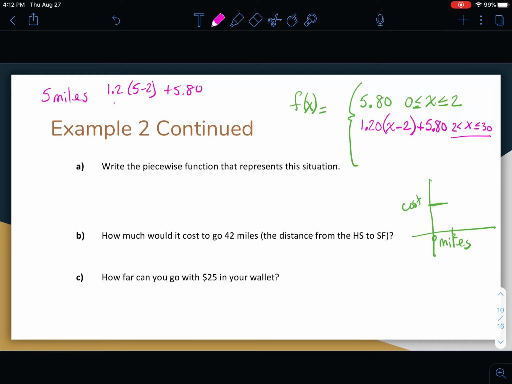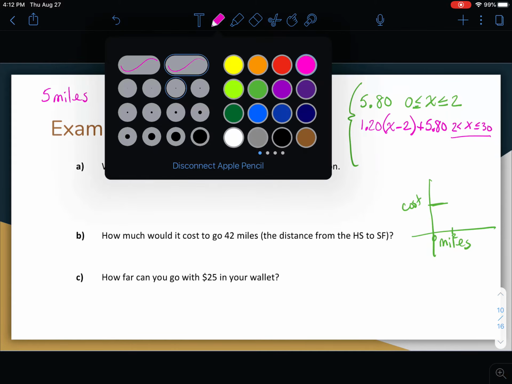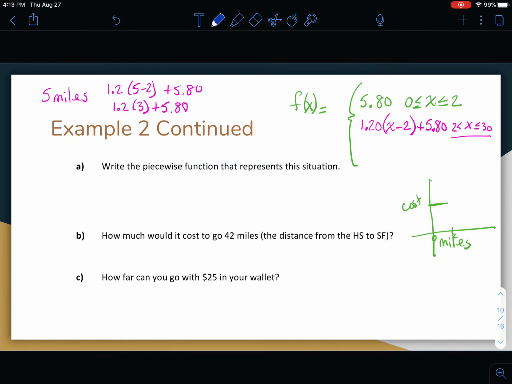Now let's see if this logically makes sense. It's $1.20 times 3 of the miles plus $5.80 for the initial 2 miles, and then that would be your total bill. So if you're in doubt, put in an actual value and see if it passes the sanity test. Okay, now the third piece is talking about if you travel more than 30 miles.